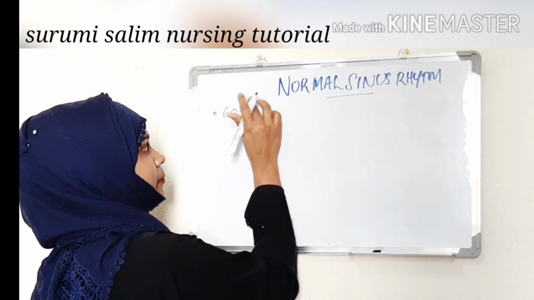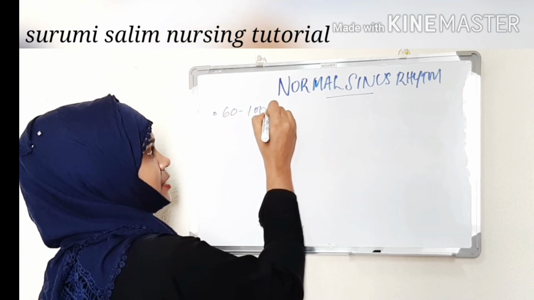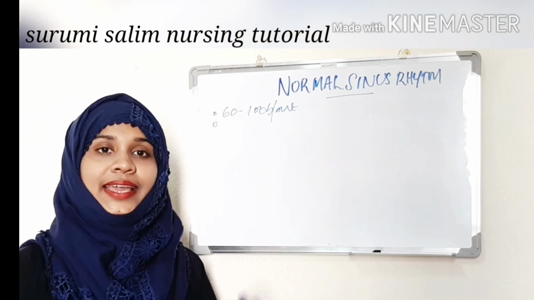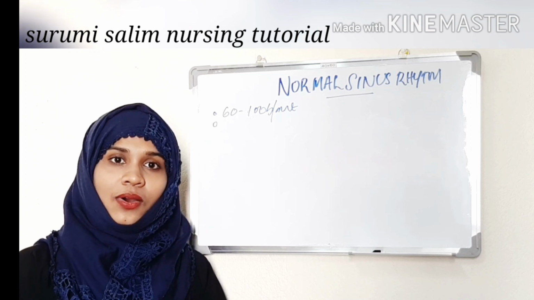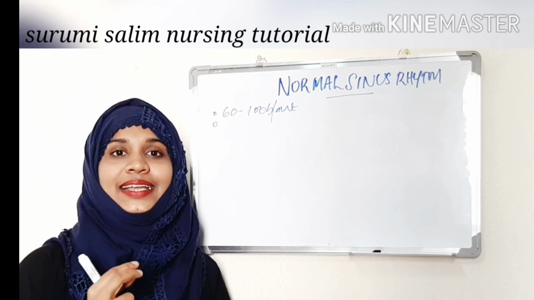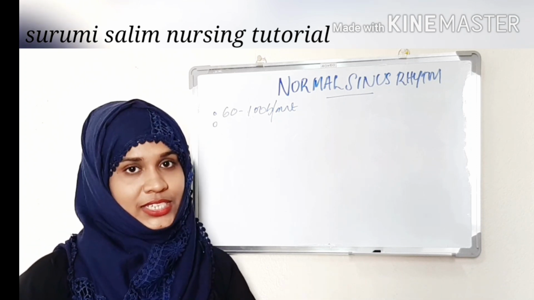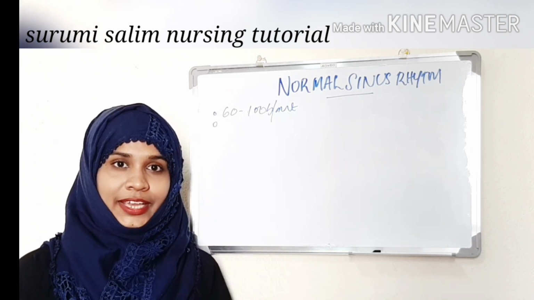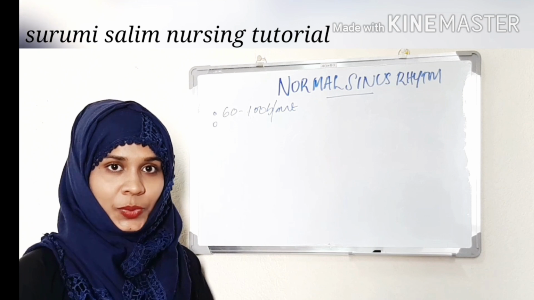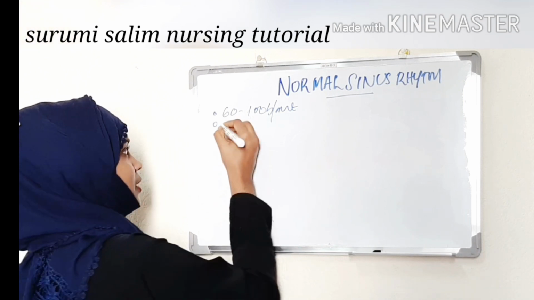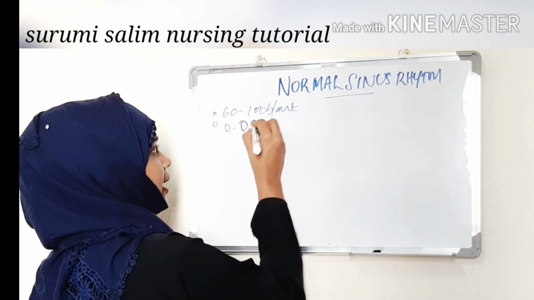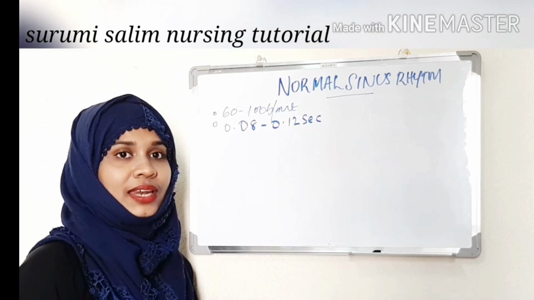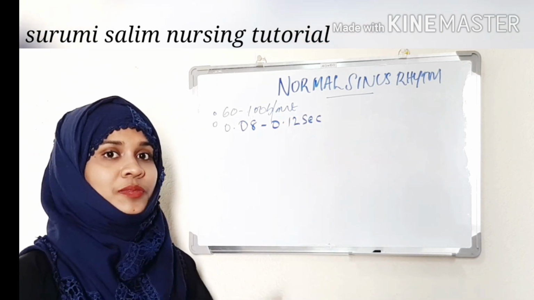It is a regular rhythm that is initiated from the SA node, having all the waves, segments and intervals within the normal range. So we will brief. First of all, the P wave. The P wave will fall in between 2 to 3 small squares, having a duration of 0.08 to 0.12 second.